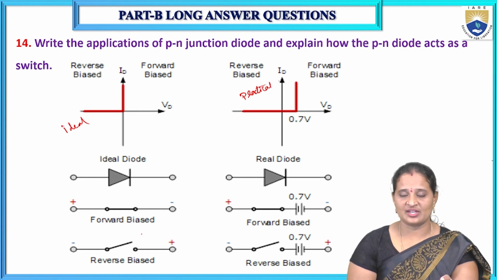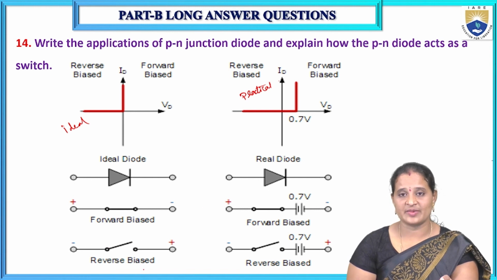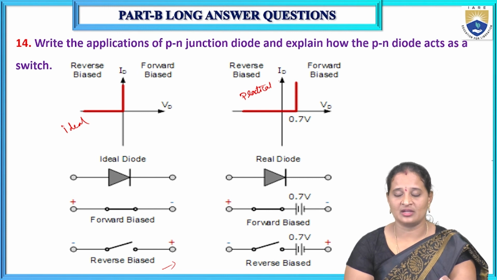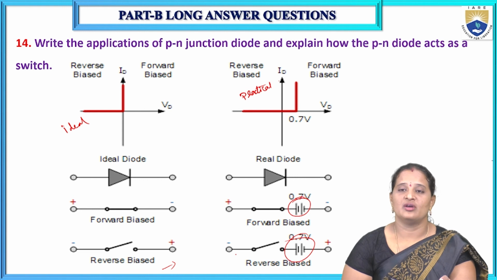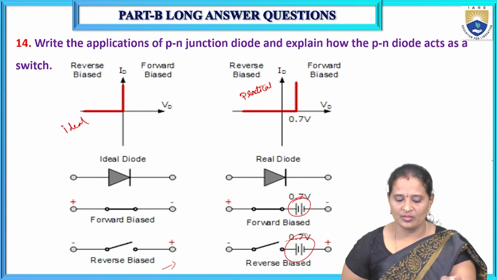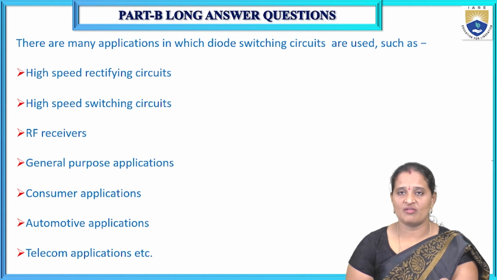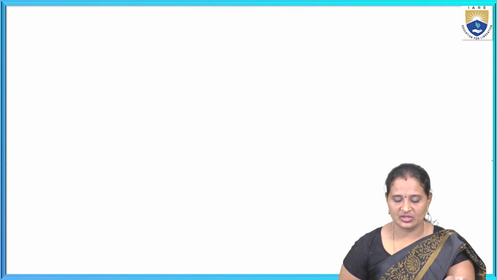Under forward bias condition, the diode acts as an on switch, and under reverse bias condition, the diode acts as an off switch. This is under ideal condition, but in practice, we do have some cut-in voltage. Okay, so this you have to mention. And coming to the applications, we have various applications of diode. So just mention all the applications here like this. So this is how you can answer the question.